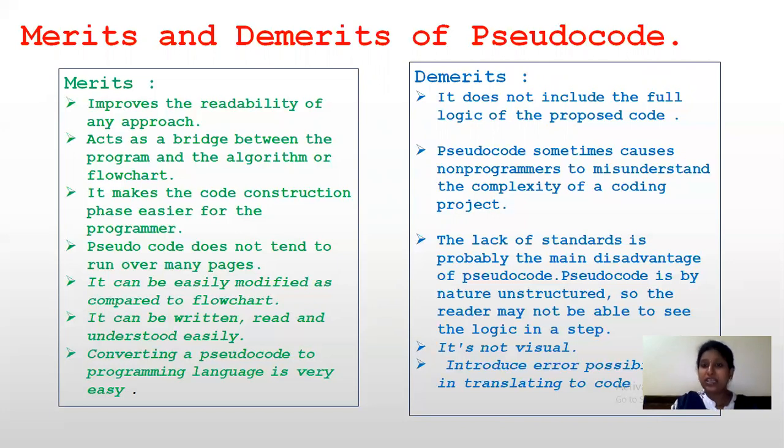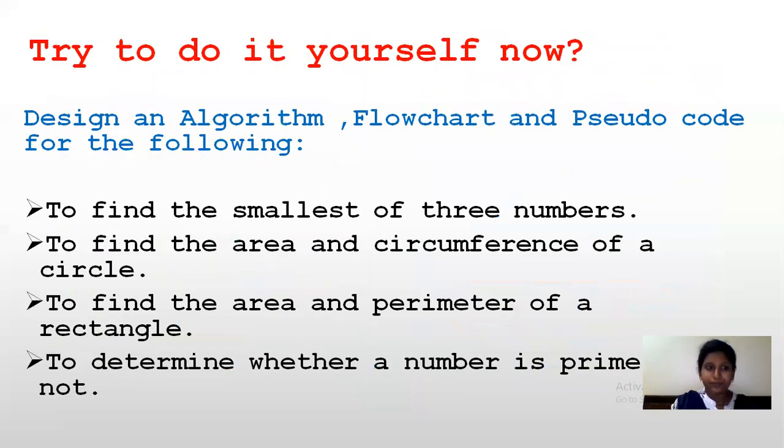So these are some of the demerits. It does not include the full logic of the proposed code. Pseudocode sometimes causes non-programmers to misunderstand the complexity of a coding project. The lack of standards is probably the main disadvantage of pseudocode. It is not visual, and introduces the possibility of errors in translating the code.